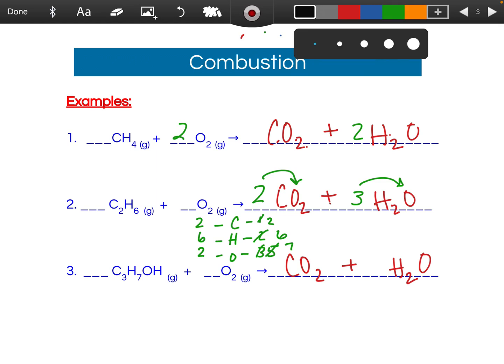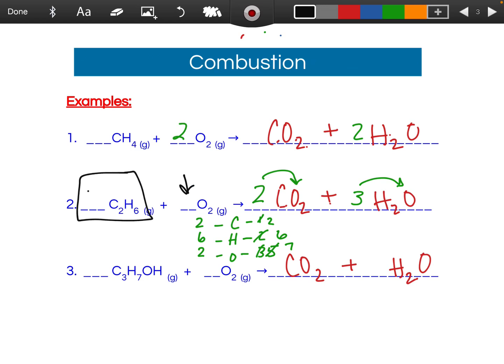So here is the tricky part. We have 7 oxygens on the product side. Whatever number we put here, we're multiplying by 2, so that's going to end up giving us an even number. This is a common problem with combustion reactions. One trick or hint is if you take the hydrocarbon and make it an even number, so basically if you double the amounts that you have, then the reaction will end up balancing itself.